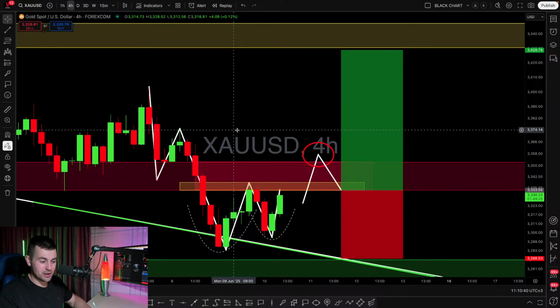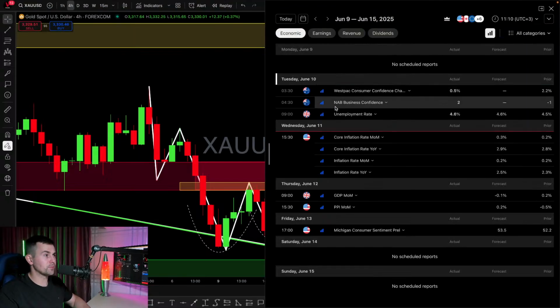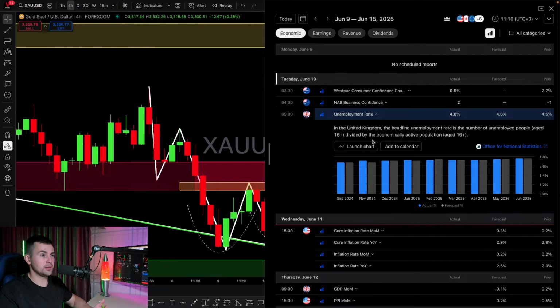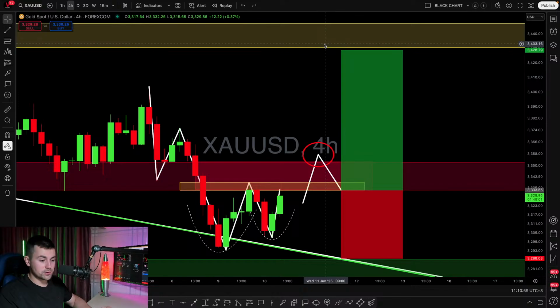Please check it. What about today's GBP downtrend? Yes, because of the news. We got today the unemployment rate. You can see that unemployment increased in the UK, and that was kind of a signal of the bearish moves.